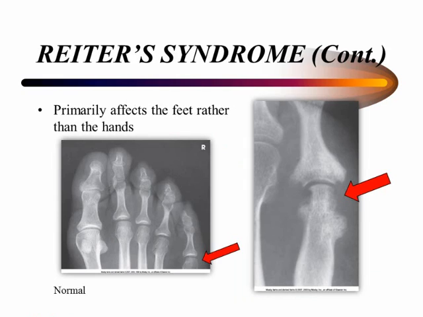Reiter's syndrome primarily affects the feet rather than the hands. We're looking at two AP projections of the toes that were performed in two different patients. On the left-hand side, we're looking at that of a patient with negative findings. In the image on the right, the image was magnified, and the patient has Reiter's syndrome. Notice the erosive changes about the metatarsal phalangeal joint of the fifth digit. Erosions involve the juxtaarticular region, leaving the articular cortex intact.